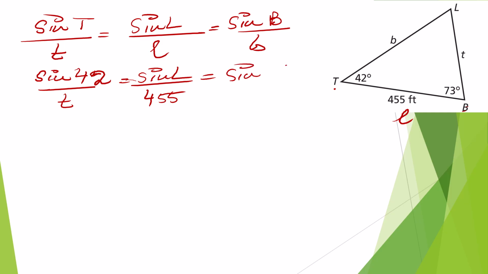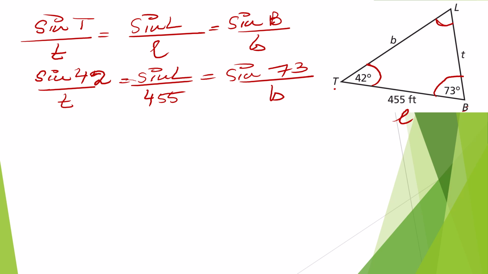Capital B is 73 degrees and small b is not given to me. So I have the case of SASA. Let's check that I didn't forget anything. Now what you can see is that two angles are given to me. So remember, if two angles are given, I can easily find the unknown third angle.